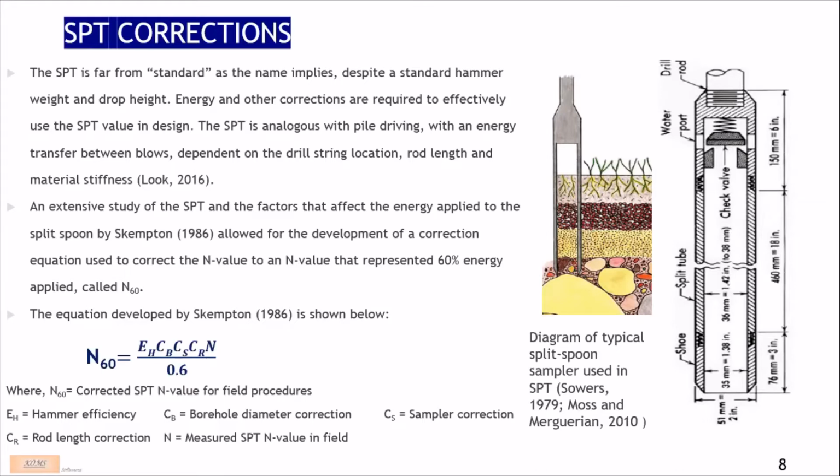According to Skempton 1986, an equation was developed for the N60, factoring in the hammer efficiency, the borehole diameter, the sampler, and the rod length corrections. So that is what constitutes the N60 values.